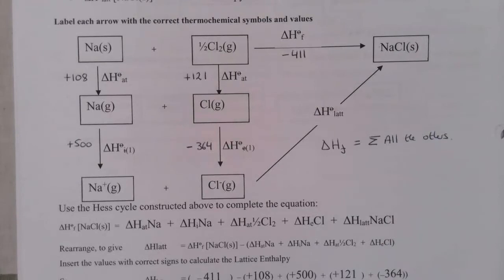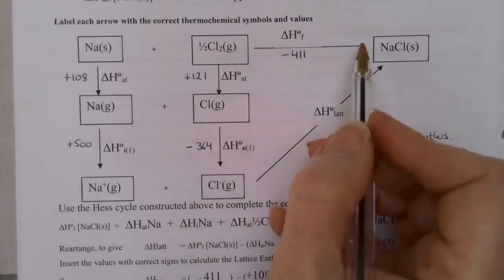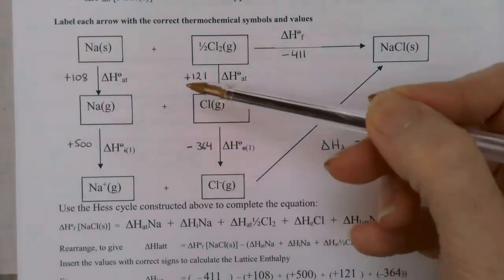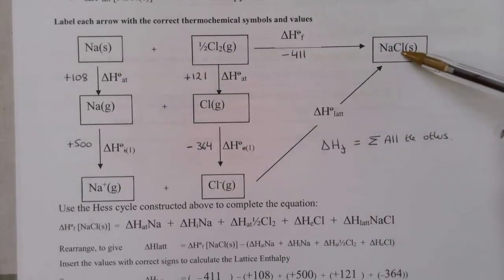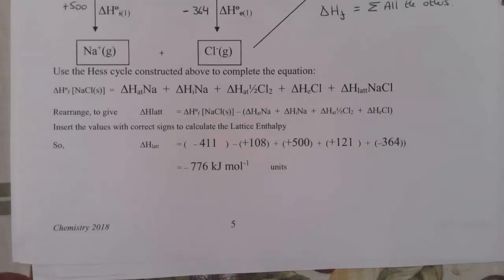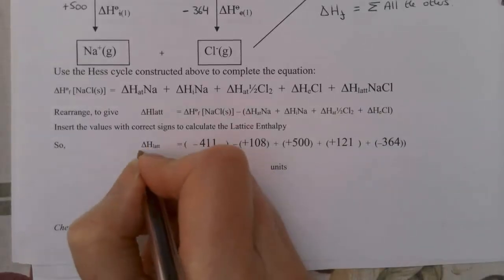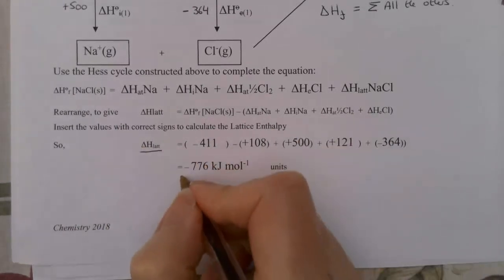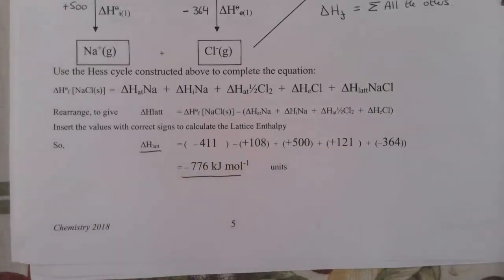As long as you can remember that, you can work out anything from your Born-Haber. So the enthalpy of formation is equal to this, plus this, plus this, plus this, plus this. And we can see that at the bottom. We can rearrange these values to give us delta H lattice, which is what we're after, and we've come out with minus 776 kilojoules per mole. It's coming out as negative, which is a good sign because we know that lattice enthalpy is always negative. So the enthalpy of lattice of sodium chloride is minus 776 kilojoules per mole.